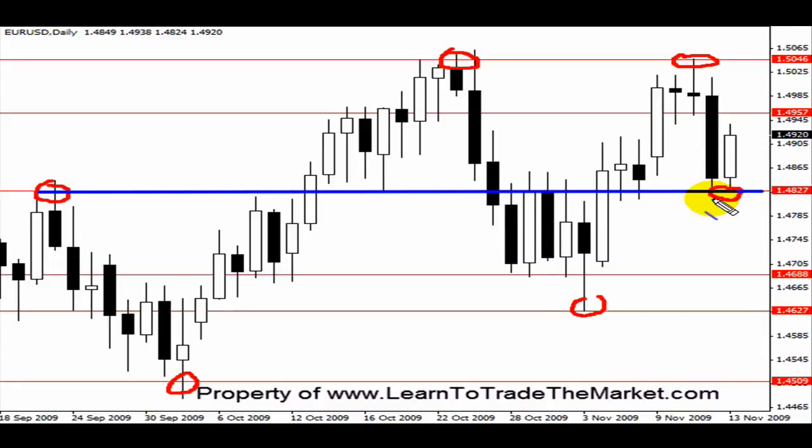But the more friendly you are with the lines, so if you think about a line as an area on the chart rather than the exact level, the better you're going to do, because you can have some leeway with stop placement and looking for your price action signals as well.